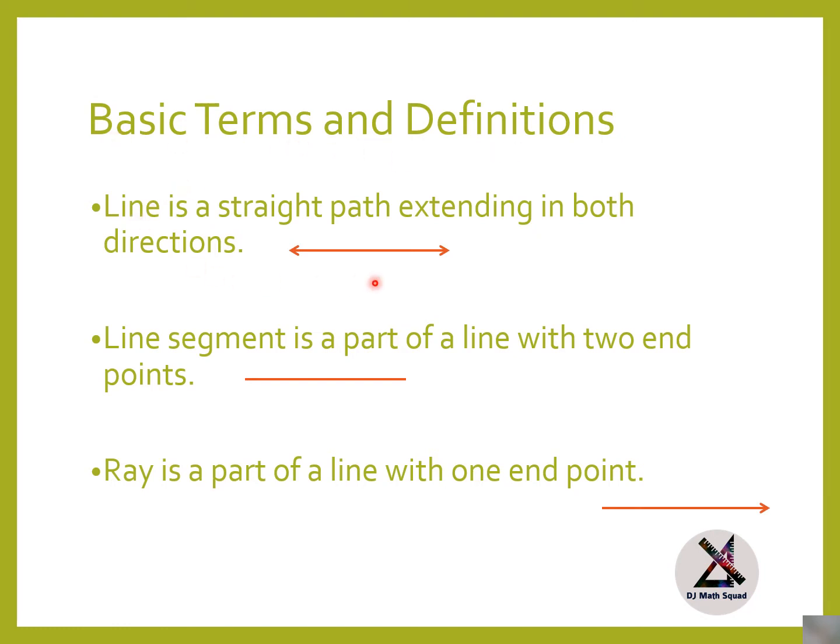The first thing which we are discussing is line. Line is a straight path extending in both directions. You can see arrows on two sides. It means it is extending in both the directions. Then line segment is a part of line with two endpoints. So here you can see no arrows. Then ray is a part of a line with one endpoint. So one-sided arrow, it means it is a ray. Okay, so it is one endpoint and sometimes it is also called the starting point of the ray.